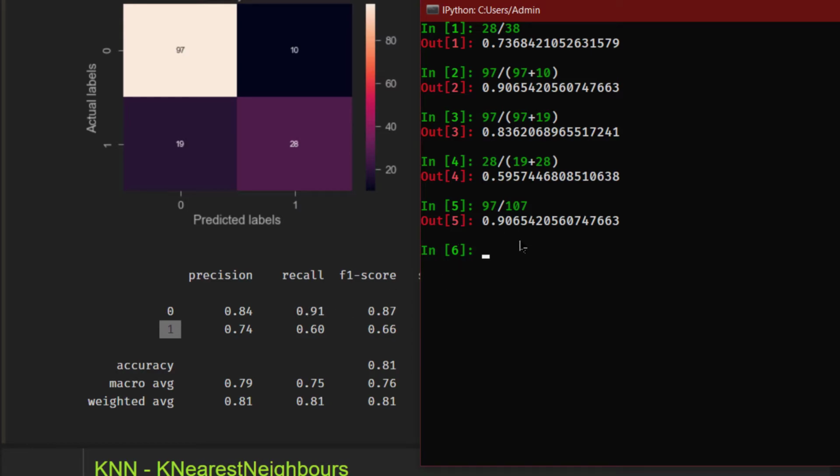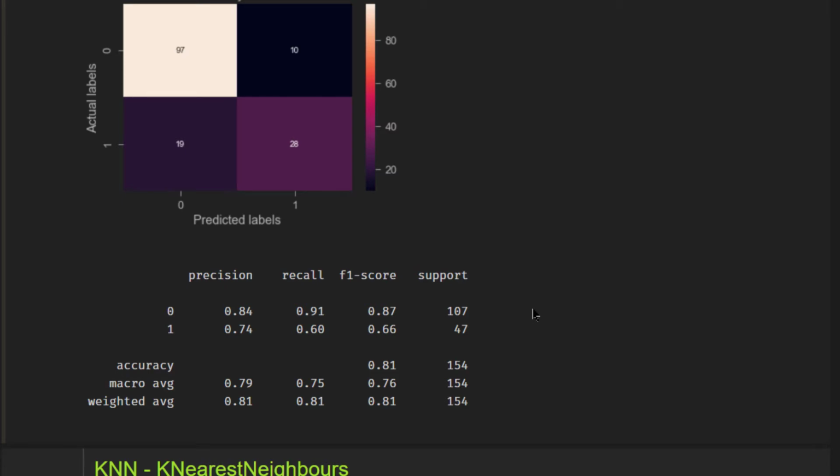Now what is this F1 score? F1 score is basically the harmonic mean of precision and recall. It also gives a better sense of how well that value is predicted. So you know harmonic mean, right? It is basically 2 into P into R upon P plus R. That's the harmonic mean. So that's the idea.